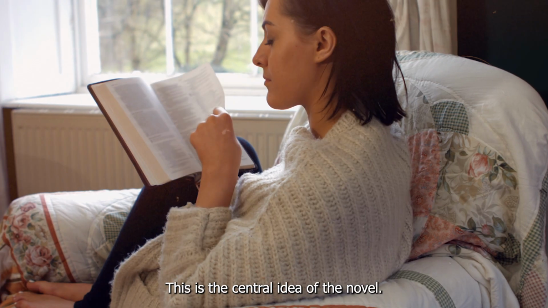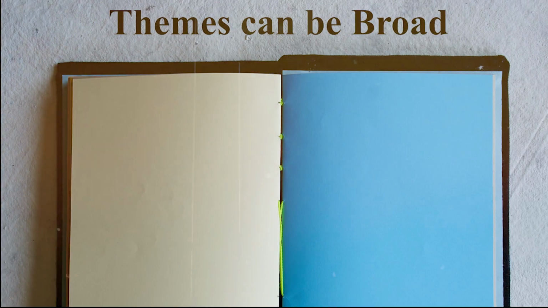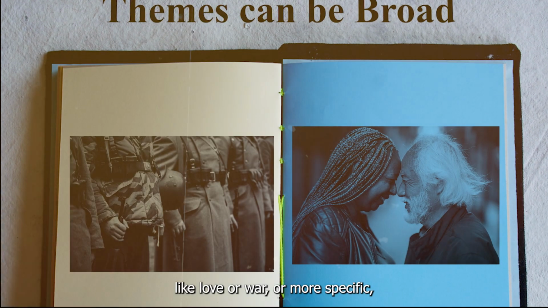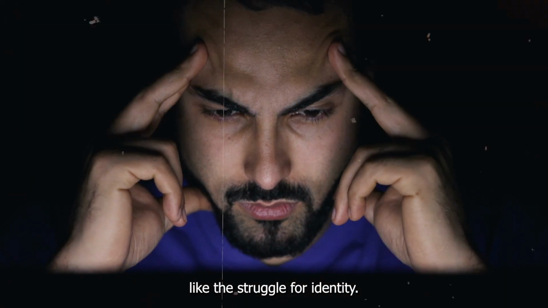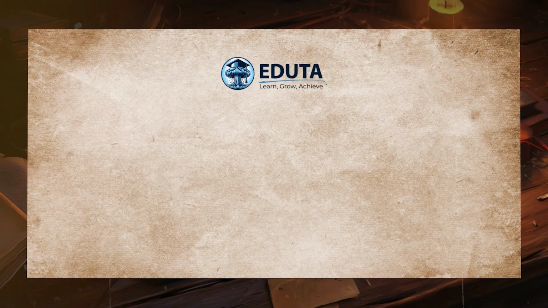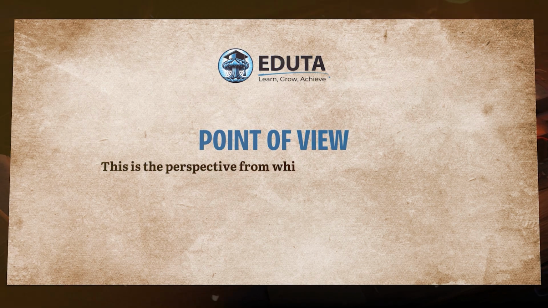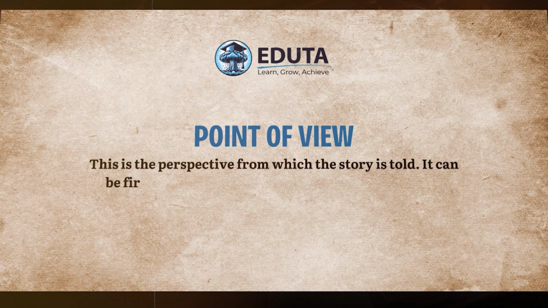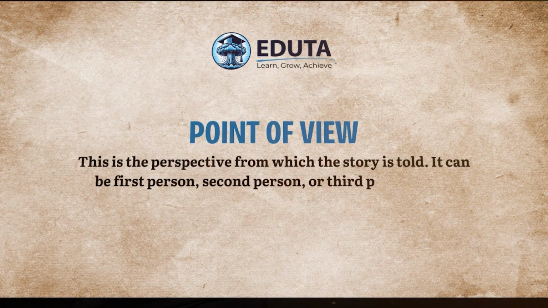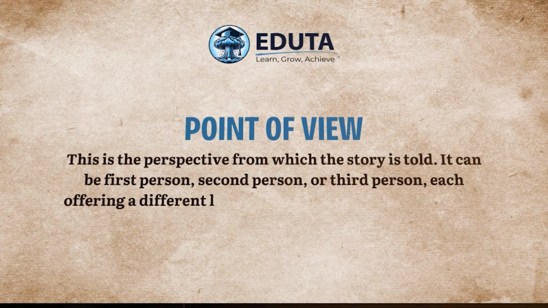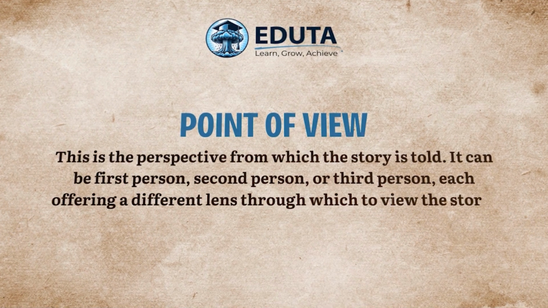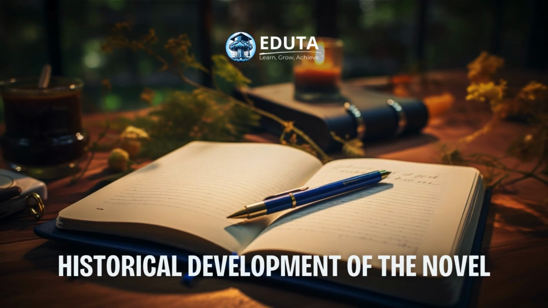Theme. This is the central idea of the novel. Themes can be broad, like love or war, or more specific, like the struggle for identity. Point of view. This is the perspective from which the story is told. It can be first person, second person, or third person, each offering a different lens through which to view the story.